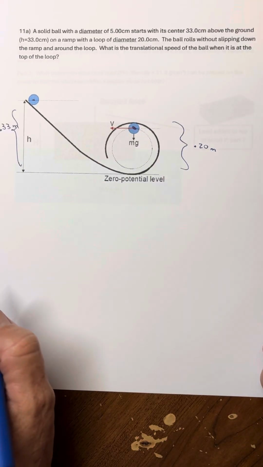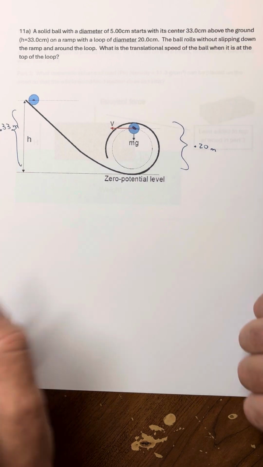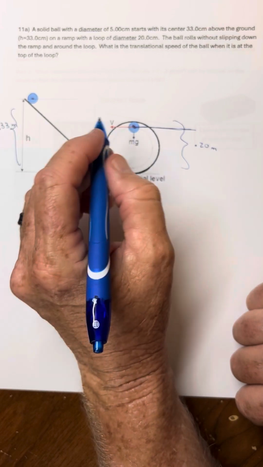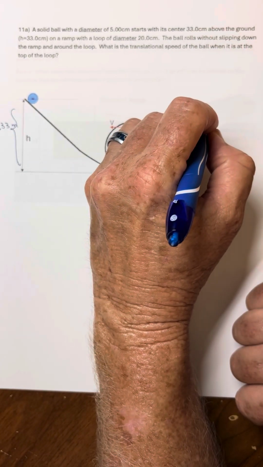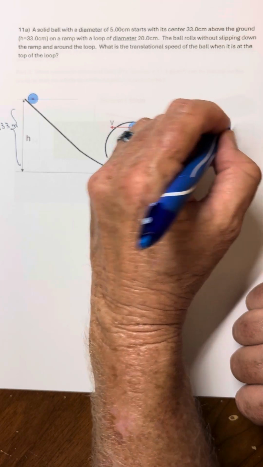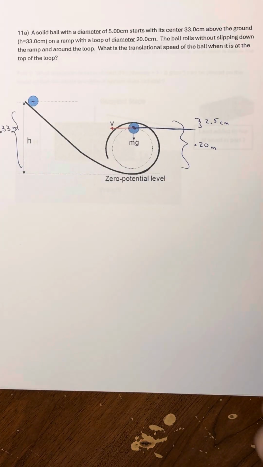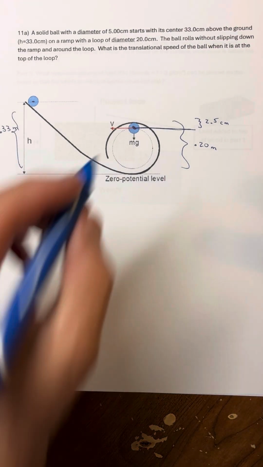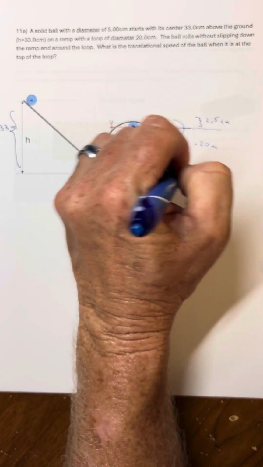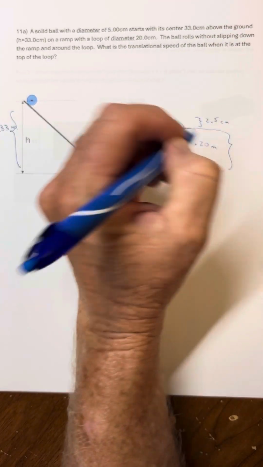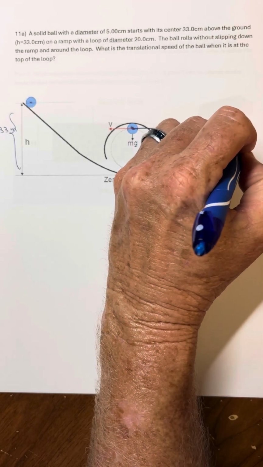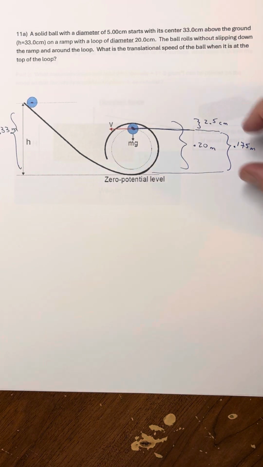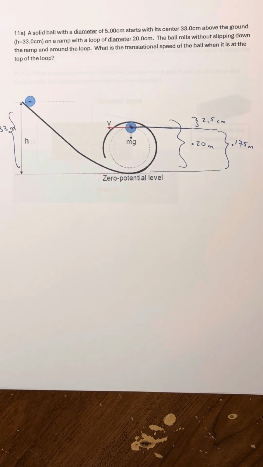And so the whole diameter here is 20 centimeters, which I'm going to put as 0.2. But notice then that the center of mass of the ball here is down by 2.5 centimeters because the diameter is 5 centimeters. Or maybe stated another way, note then that this is only 17.5, which I'll write in meters, centimeters above the ground.